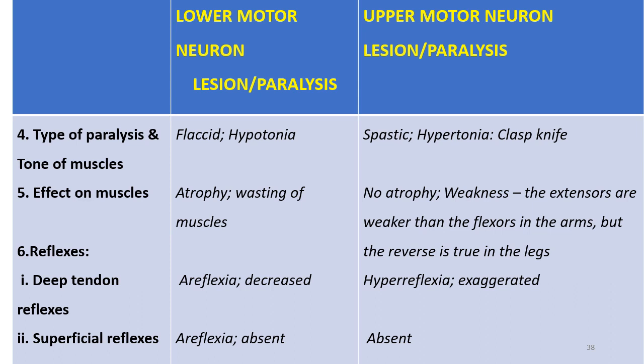So I again repeat, in the case of lower motor neuron, there is flaccid paralysis associated with hypotonia, wasting of muscles with areflexia of both the deep tendon as well as superficial reflexes, while in the case of upper motor neuron lesion, there is spastic paralysis with hypertonic muscles. There may be clasp knife rigidity and the muscles are not atrophic, but slight weakness of the muscles can be there, with hyperreflexia or exaggerated reflexes, and the superficial reflexes are absent.